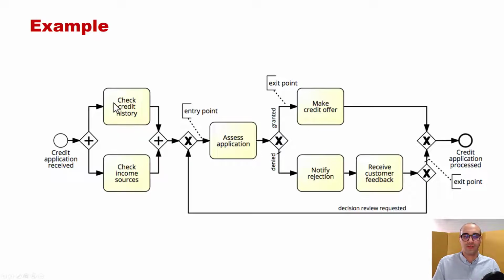So the trace is check credit history, check income sources, the assessment, then make offer. That can be a trace, or check credit history, check income sources, assessment of the application, then notify the rejection, then receive the customer feedback. That can be another trace. These traces can happen inside your event log. So now we can generate traces.